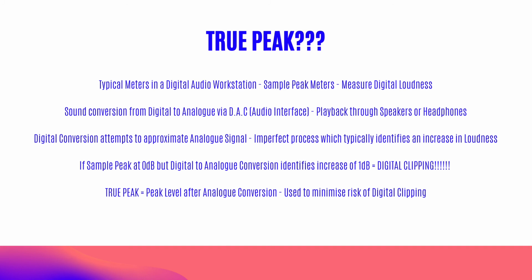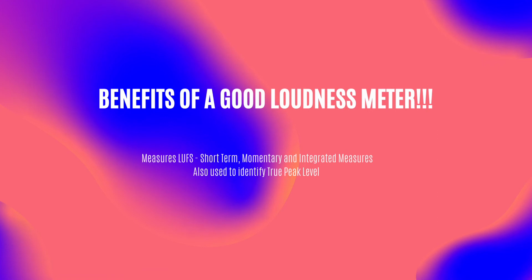This is where we need to consider the true peak level, which in simple terms is the peak level after analog conversion, which gives us the true peak reading, which will help us to minimise the risk of digital clipping. This is where the use of a good loudness meter is worth its weight in gold, as it will measure not only the loudness in LUFS, short-term, momentary and integrated, but will also help us identify the true peak level, and we can adjust how we process the signal accordingly.